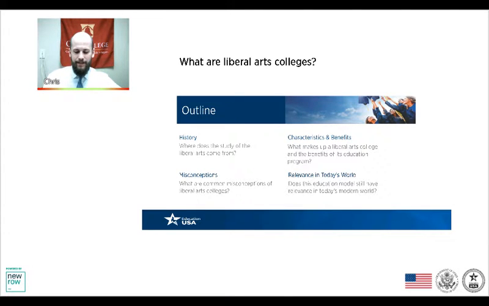And lastly, I'll talk a little bit about the relevance of this education model in today's world. Does it still make sense? Is it still applicable? And a general foreshadow of what this type of education is going for, and maybe where we can see it going next. So those are the 4 main areas I'll talk about today, to hopefully give you a general, foundational view of what a liberal arts college is, and if it's appropriate for you, because it does differ compared to other education models here in the United States.